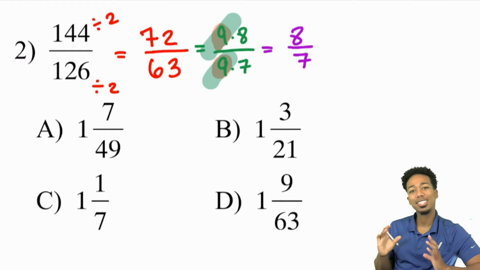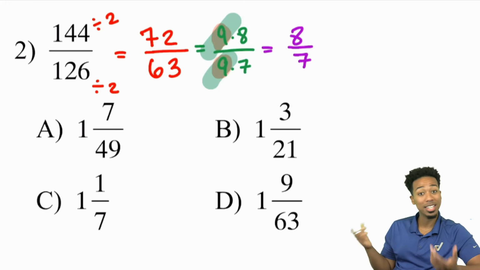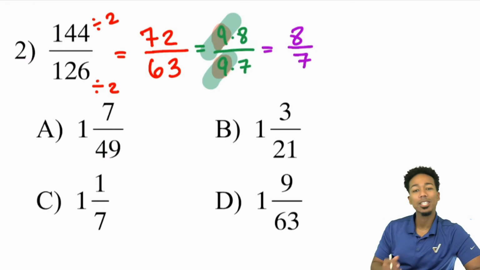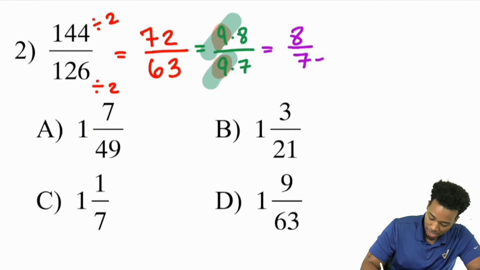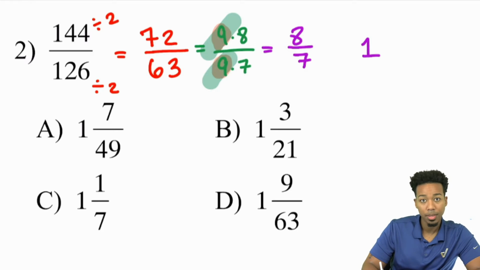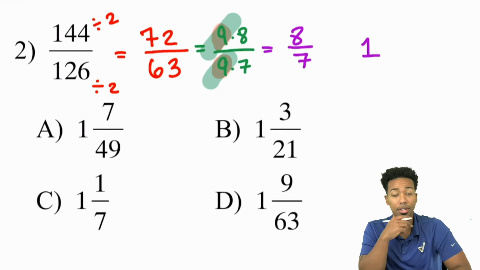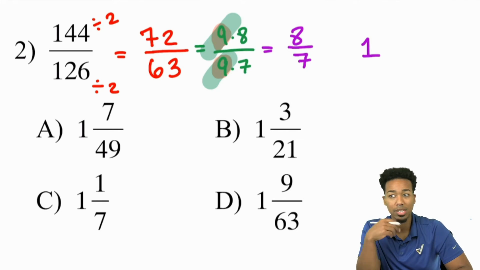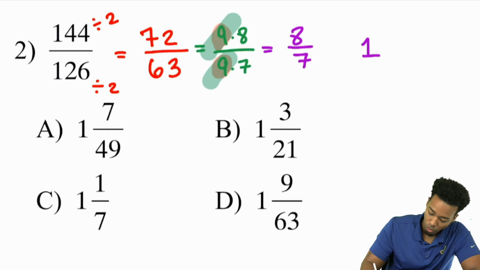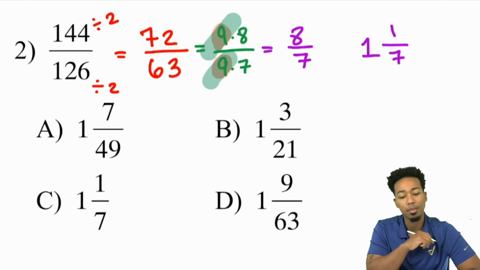So now that we have it in simplest terms, because again, 8 and 7 don't have anything in common, now I can go ahead and convert this into a mixed number. So 7 goes into 8 how many times? Well, 1 time. And so then you subtract what you had there. So if it goes in there 1 time, 7 times 1 is 7. So 8 minus 7, that's a remainder of 1. There's 1 left over, and you keep the same denominator, 1 and 1/7.